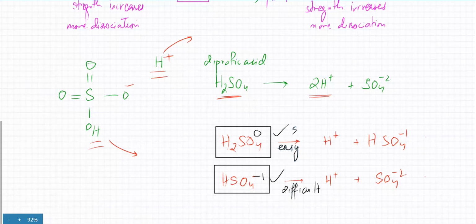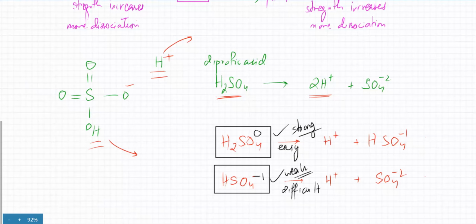So the first molecule is going to behave as a strong acid, but the second one is going to behave as a very weak acid. So this first step is easy, the second step is more difficult. Is this clear? Minahil, clear? Yes, sir. Yes.